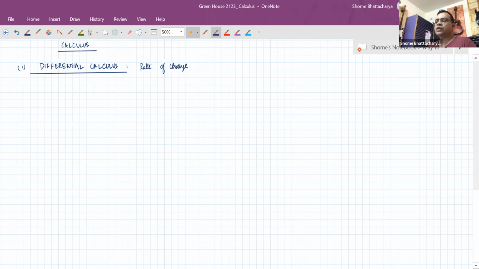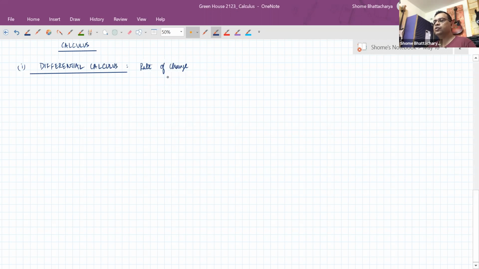For example, we could have a situation where the volume of liquid in a container is changing. So there's a rate of change of volume with respect to time. Or the temperature of this room is changing with respect to time, so there is rate of change of temperature. Or the electric current flowing through a circuit is variable with respect to time, so there is rate of change of current with respect to time.